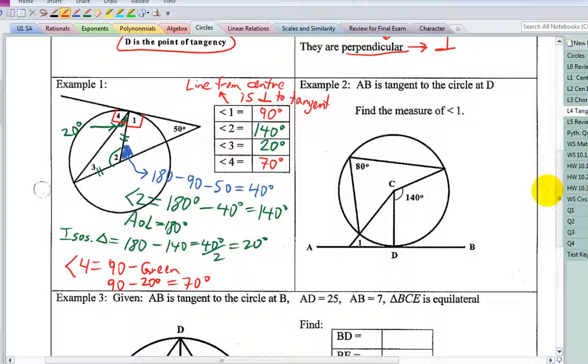Okay, example number 2. AB is tangent to the circle at D. So what do we know about the point of tangency, D? 90 degrees. Good. We want to find angle 1, but we don't have enough information. You know what would be nice though? What would make it easy to find angle 1? Yeah, if we knew this angle right here, that's a triangle. We know triangles add to 180, so that would be easy. Is there a way to find that red angle? Olivia?